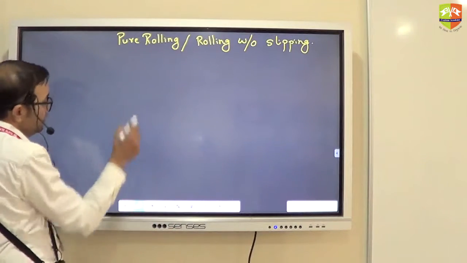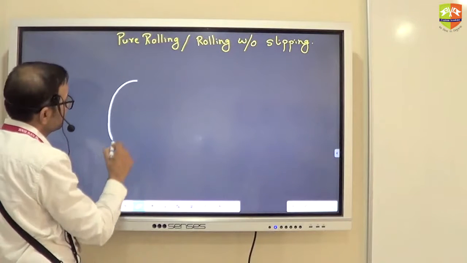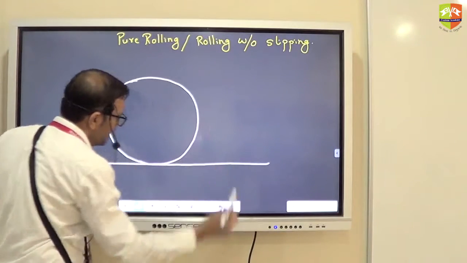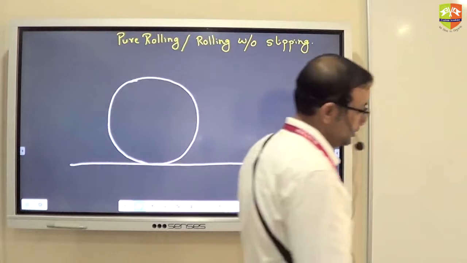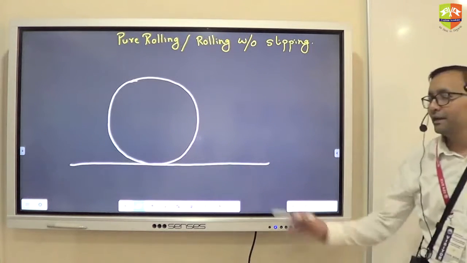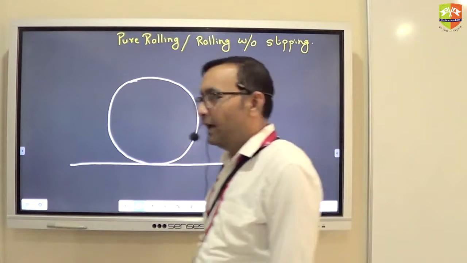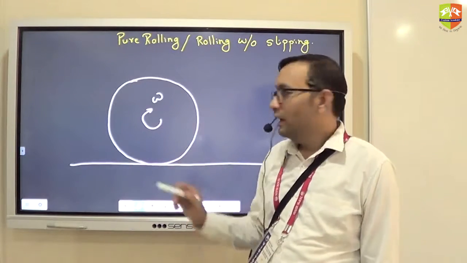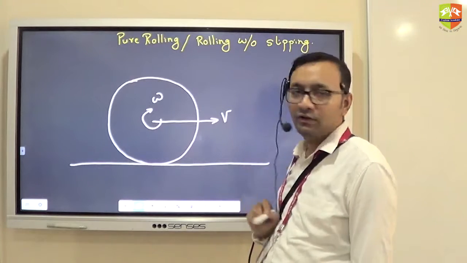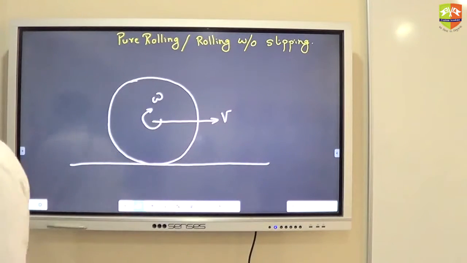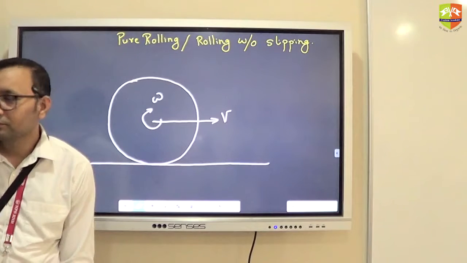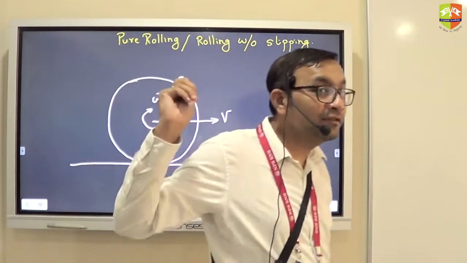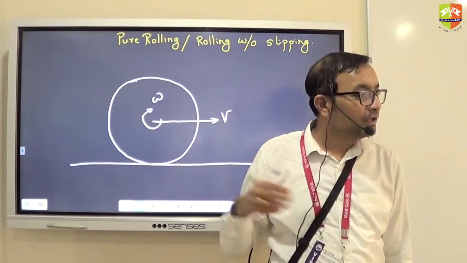Okay. So when you see a rolling object, suppose it is rolling on a surface, right? So it is rolling on a surface, and when it rolls, it will have some angular velocity omega, yes or no? And the center of mass will also have some velocity, let's say V. The center of mass will move forward or not? Yes, right? And what is the condition for this rolling? There should not be any slipping.